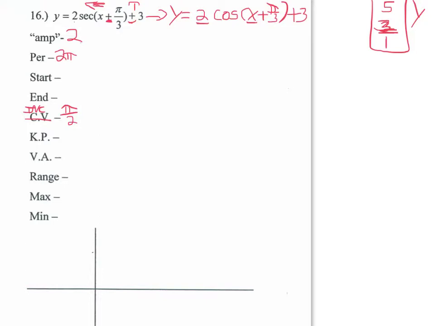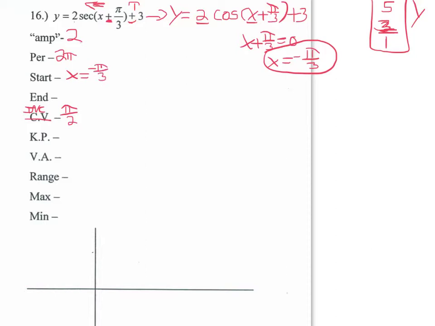Okay, the start. Remember the start, I take what's in parentheses. X plus pi over 3, I set it equal to 0. So when you solve for x, you just subtract pi over 3 from both sides. So it's negative pi over 3. That makes sense. I'm moving it to the left, so to the left of x equals 0. So we start at x equals negative pi over 3.